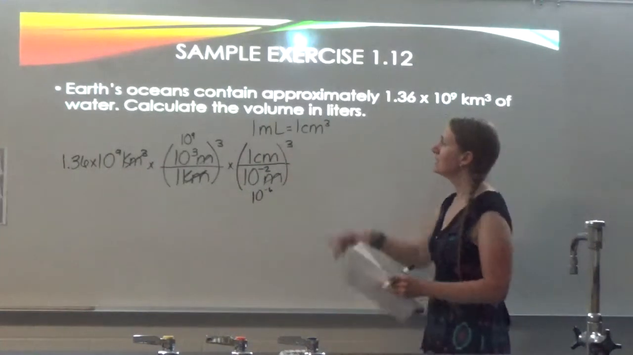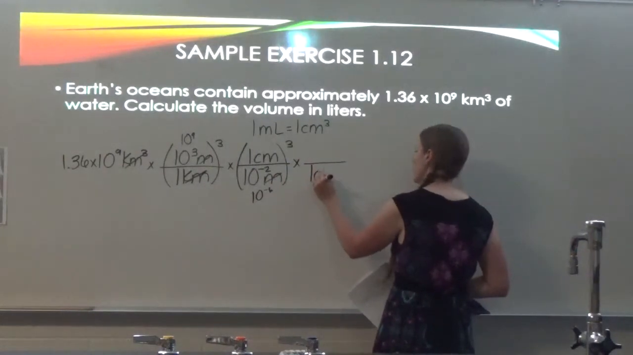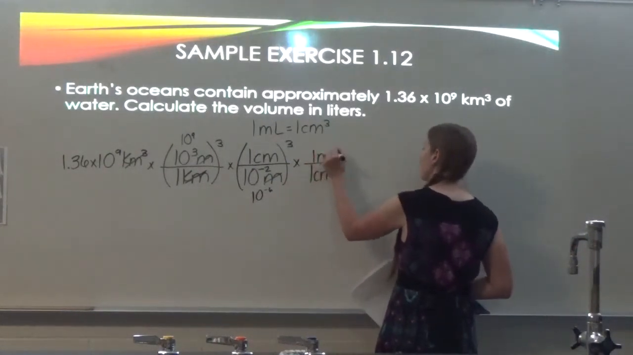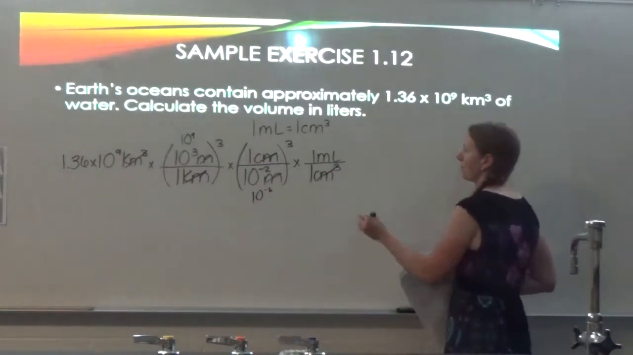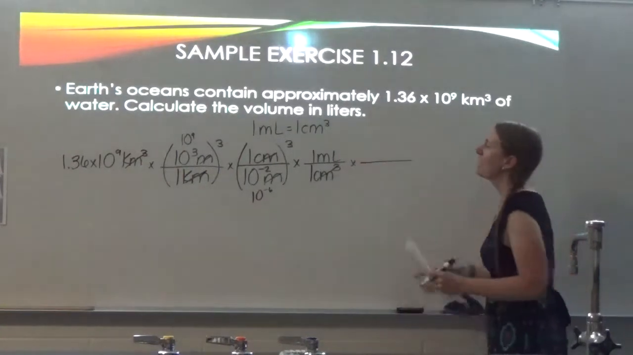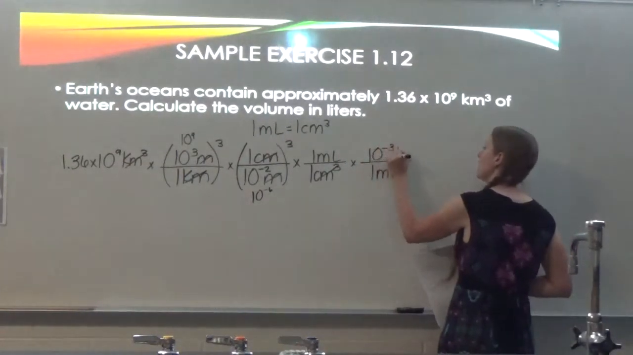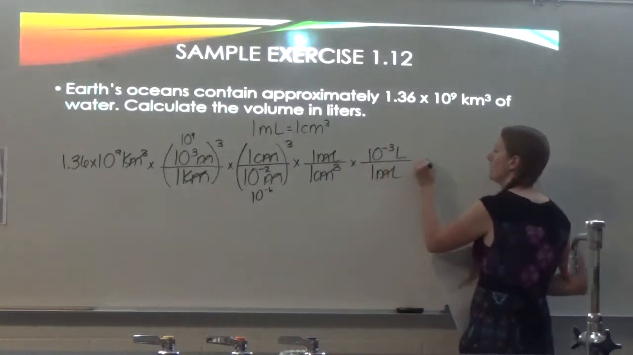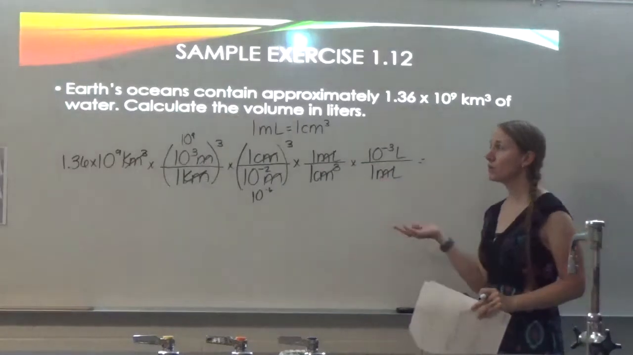Alright, so I've made it to centimeters cubed, so now I can say, okay, great, 1 centimeter cubed equals a milliliter. Okay, so my centimeters cubed cancel, but it's asked me for liters. So my last conversion factor is 1 milliliter is 10 to the negative 3 liters. And so again, are there ways you can do this in less than 4 conversion factors?